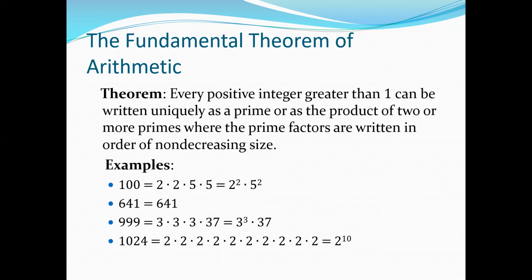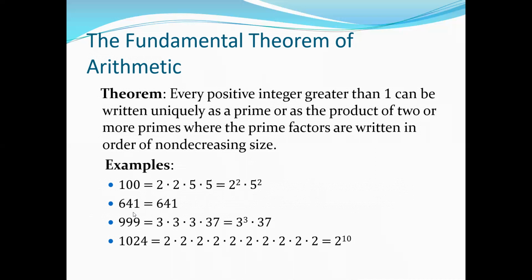For example, 100. What are the prime numbers that we need to multiply to get 100? The numbers are 2 multiplied by 2, multiplied by 5, and multiplied by 5. 2 times 2 is 4, 4 times 5 is 20, times 5 is 100. And 2 and 5 are prime numbers. We could rewrite this as 2 squared times 5 squared. This is called the prime factorization of 100.